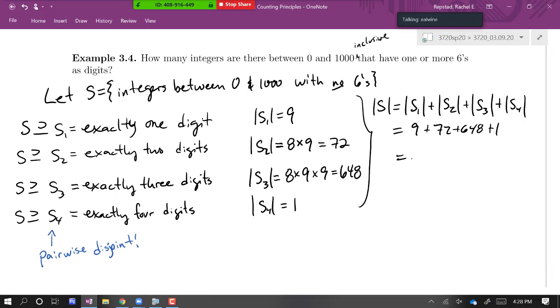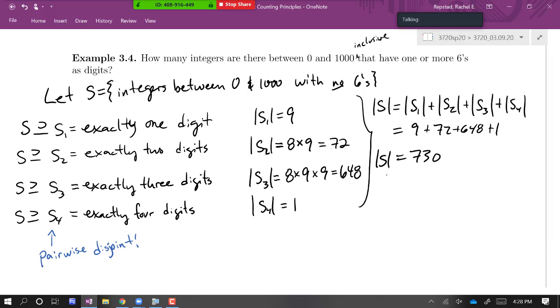$730. 730. So now that is the number of integers with no sixes. We were asked to figure out how many of the integers there are that have one or more sixes, that have at least one six. So what we need to realize is that S is the complement of the set that we're interested in, right? You either have no sixes or you have one or more sixes.